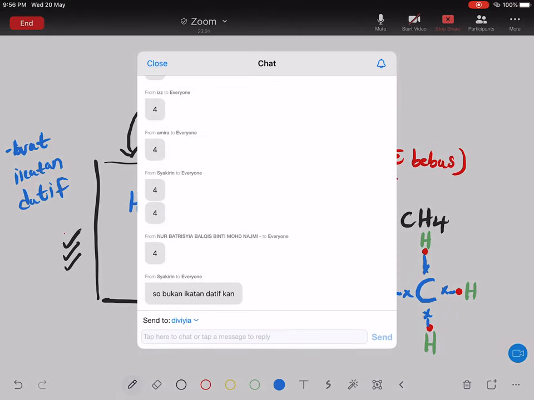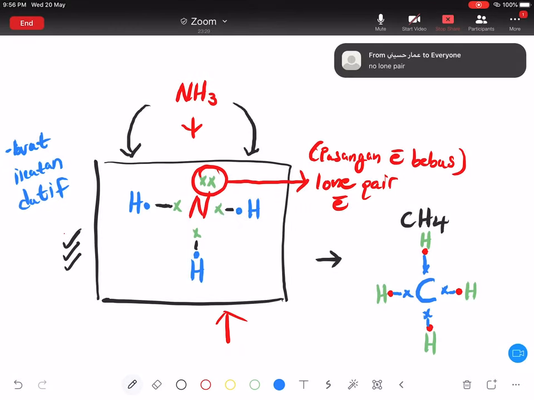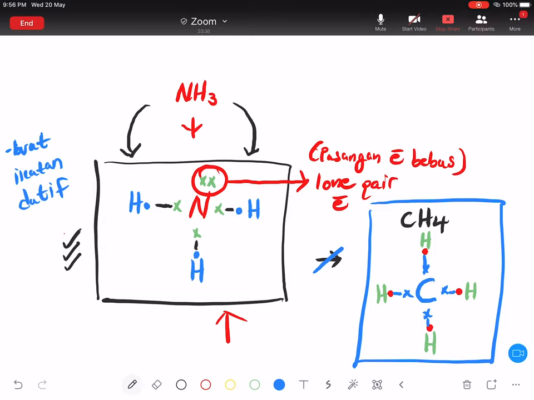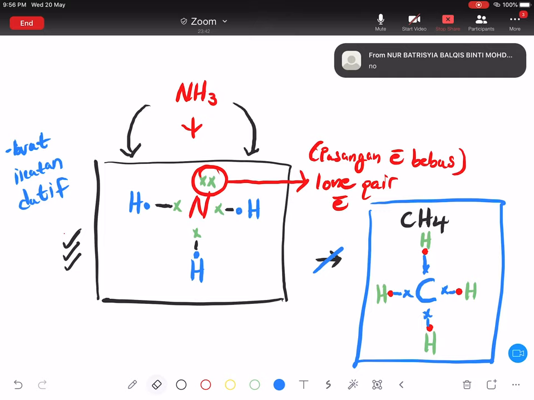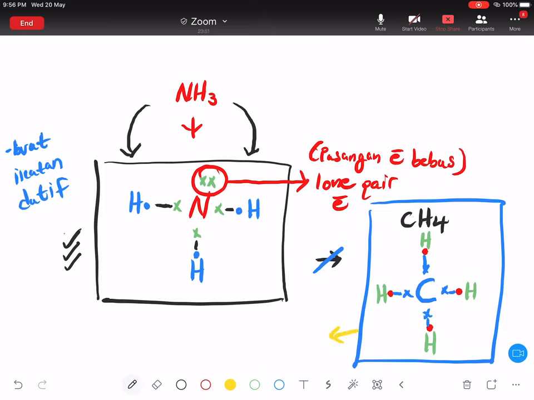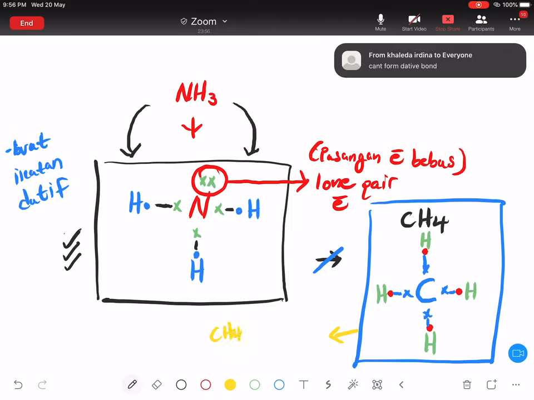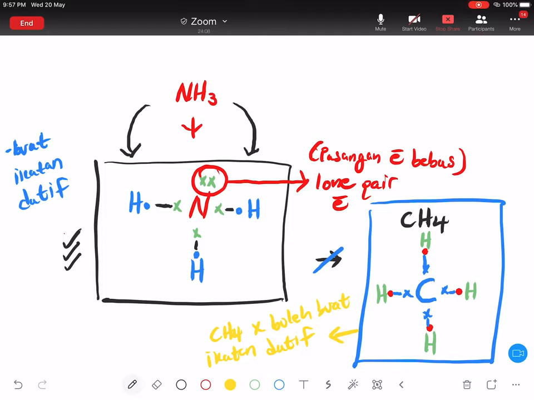Apa soalan dia? Sir, bukan ikatan datif kan? Belum lagi Syakirin, tunggulah. Saya belum lagi habis. Okay, guys. Tengok structure ini. Soalan saya, ada tak lone pair electron? Dia tak ada. Maka, apa kesimpulannya? What is the conclusion? CH4 tidak boleh buat ikatan datif. Therefore, the CH4 cannot make any dative covalent bond. So, dalam case ni, saya sebenarnya nak tunjukkan kepada kamu yang mana boleh buat dative covalent bond, yang mana tak boleh buat dative covalent bond. Itu je. Faham ke tak?